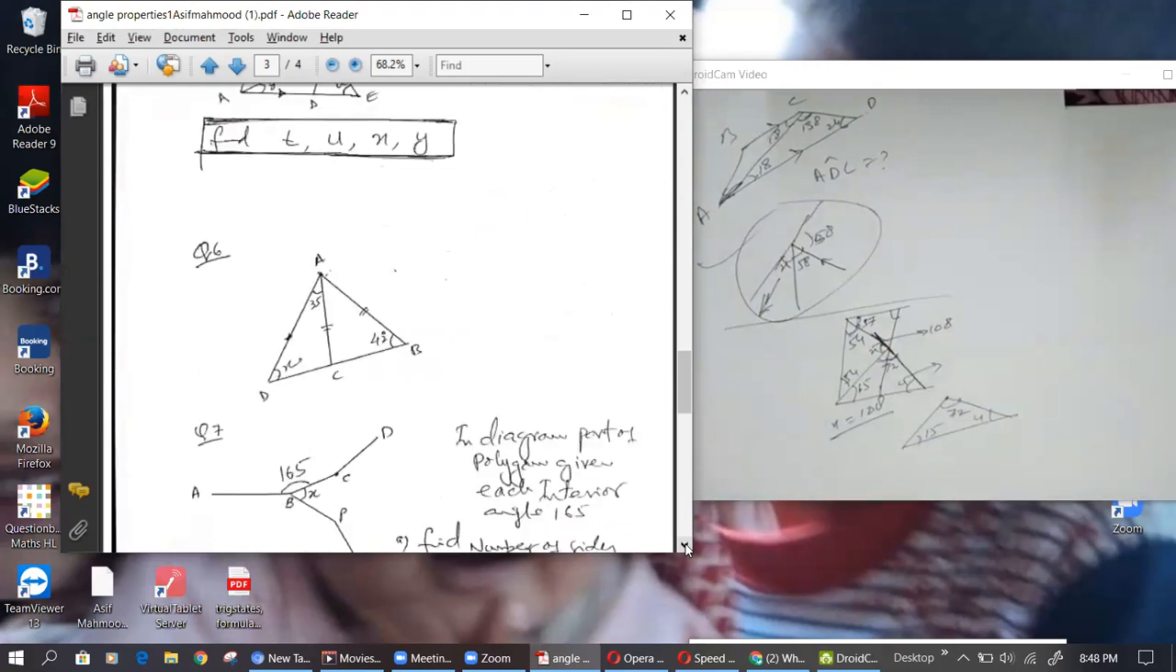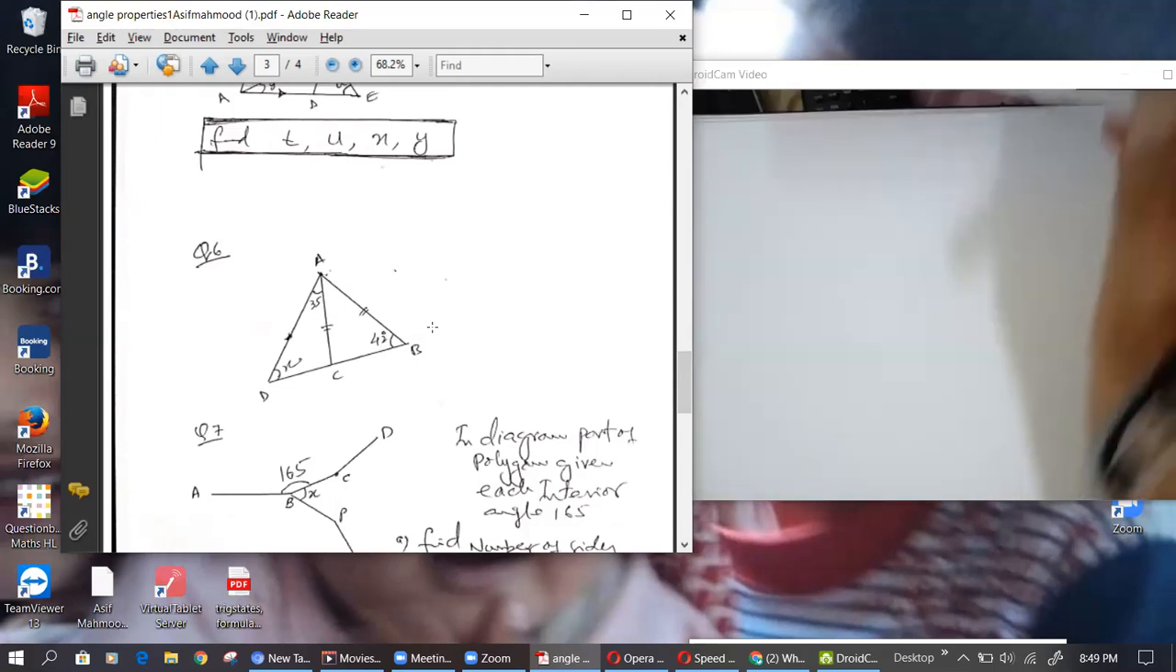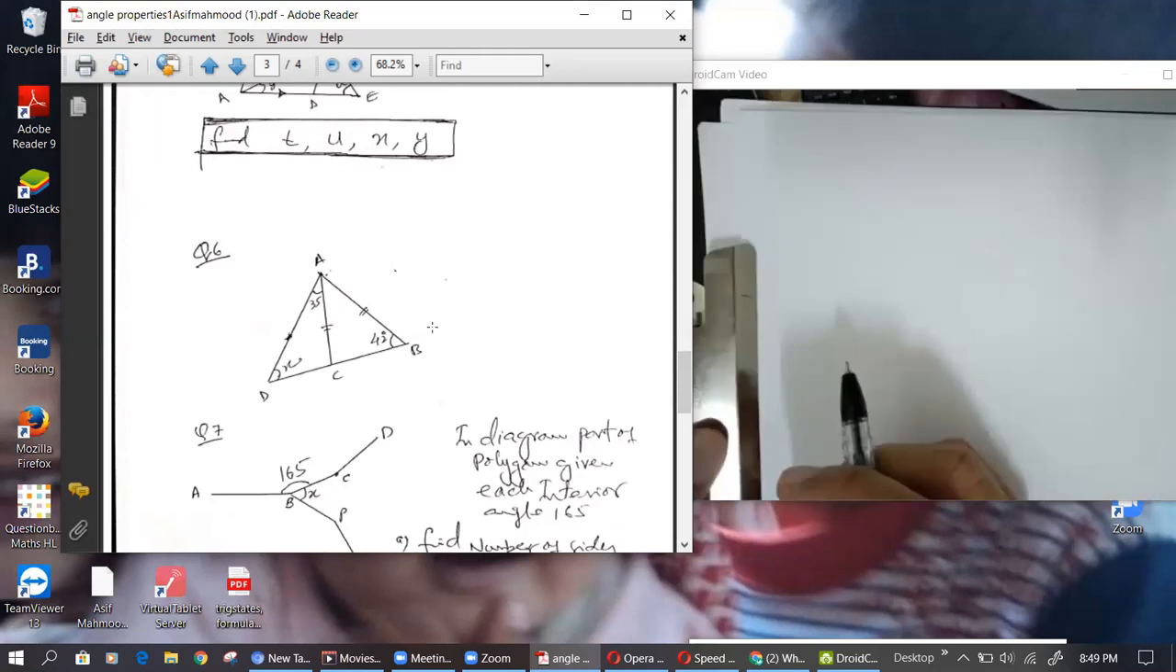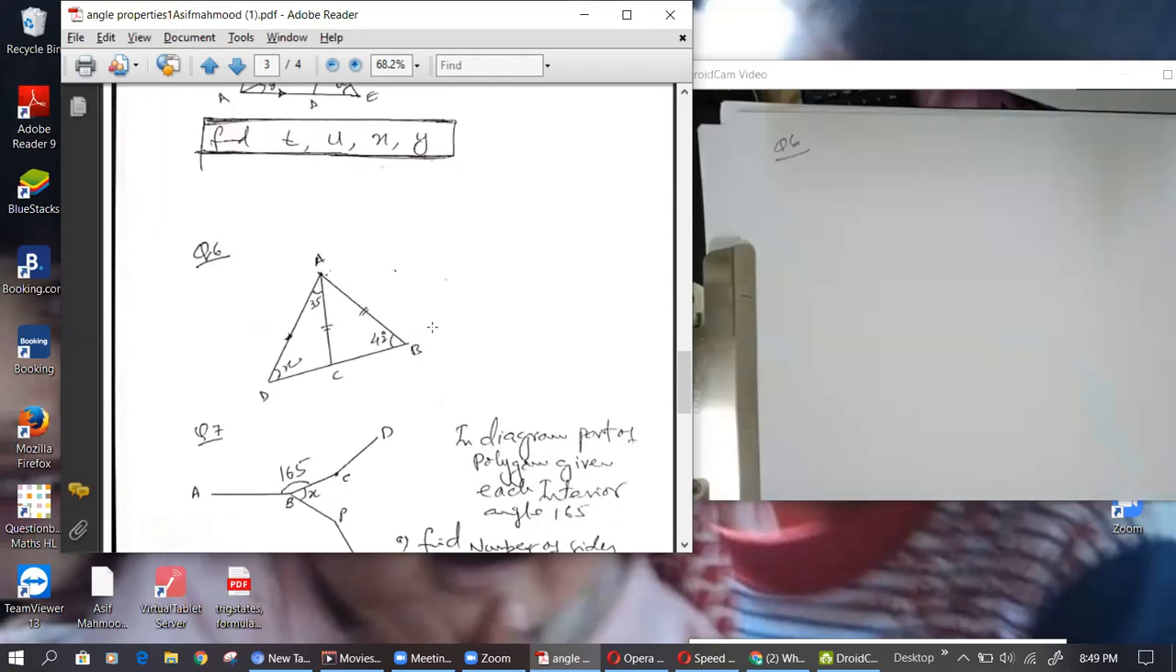Okay, done. Now, very quickly do this question number. So number 6. Two sides. Sir, is AD equal to AB? Yeah, AC equal to AB, not AD. Okay, sir, I didn't write AD, I wrote AC equal to AB. It's a very easy question.